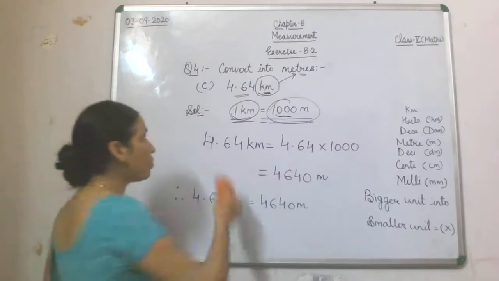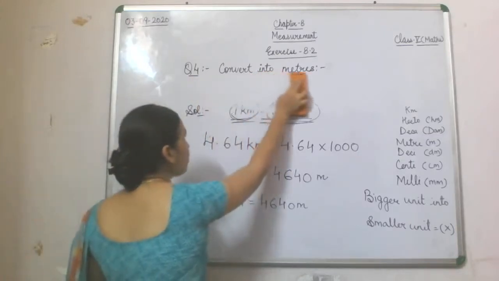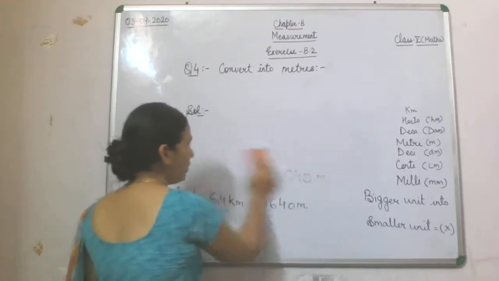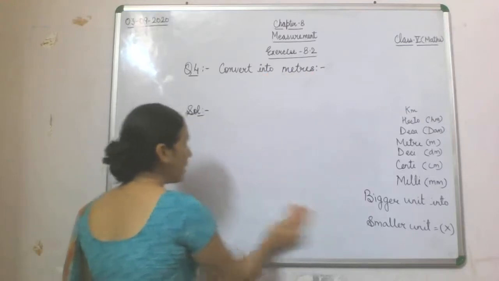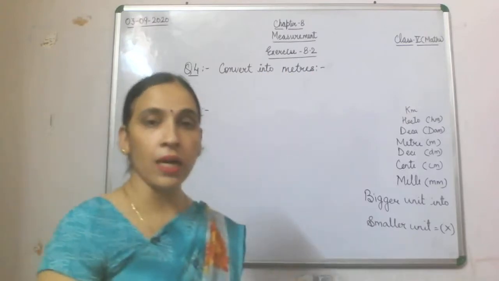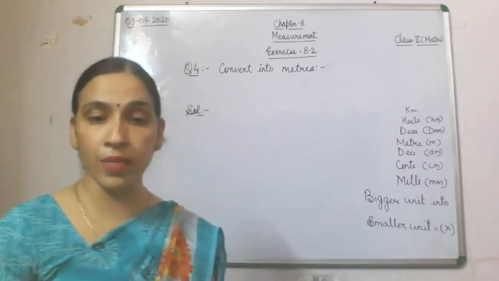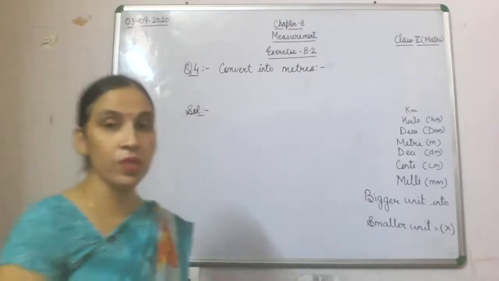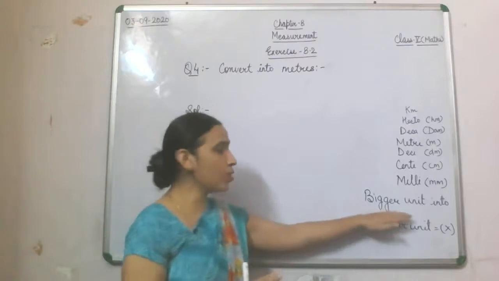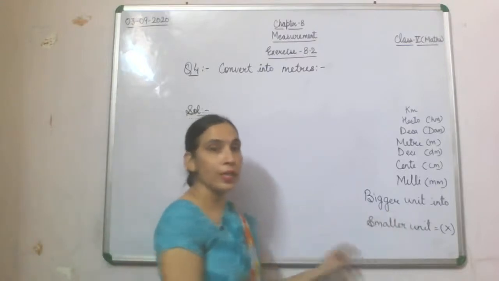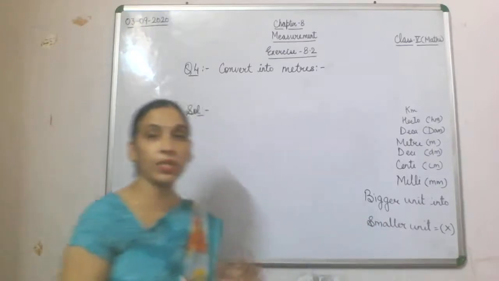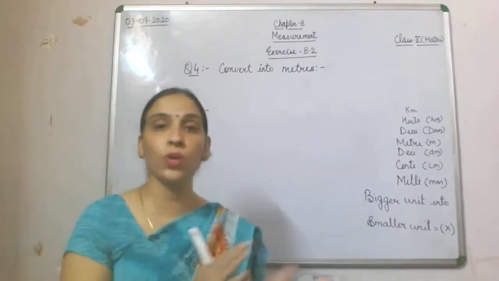So these are the few steps. Now we'll do the D part of the same question, question number 4, and in that we are going to find out again what the steps are. See, we were doing conversion from a bigger unit into a smaller unit. As you can see on the board, I have written here also that a bigger unit is converted into a smaller unit by multiplication. You will do multiplication to convert it.